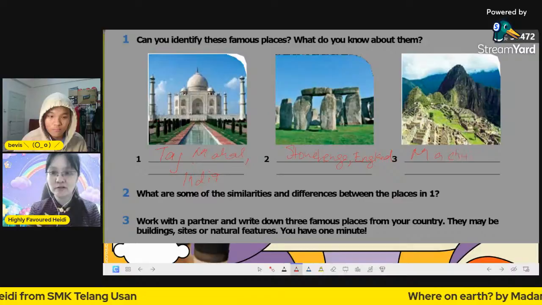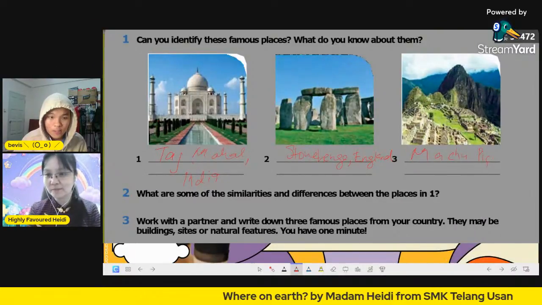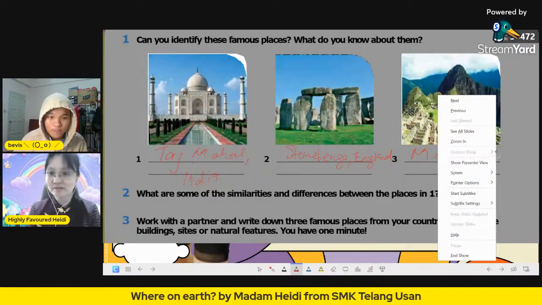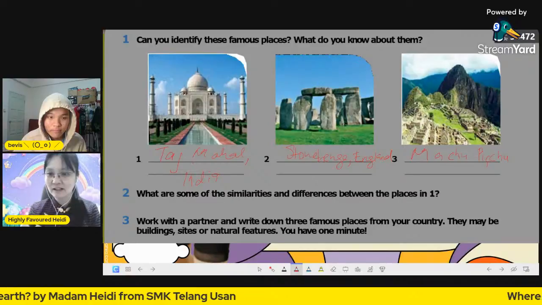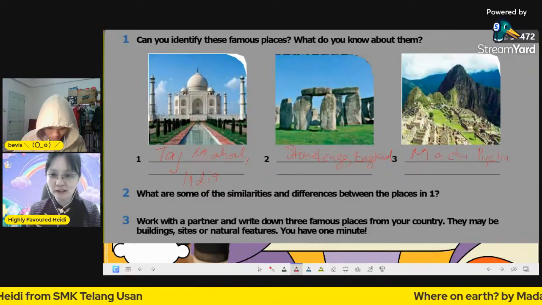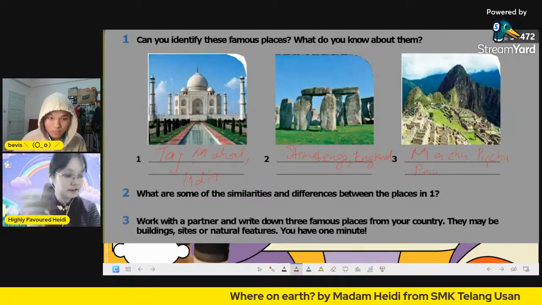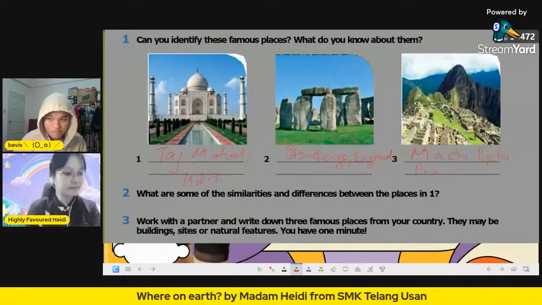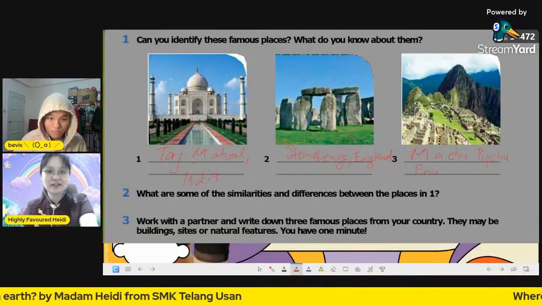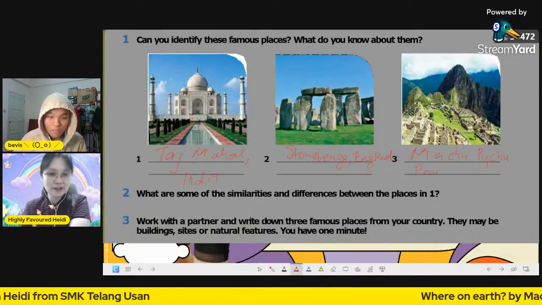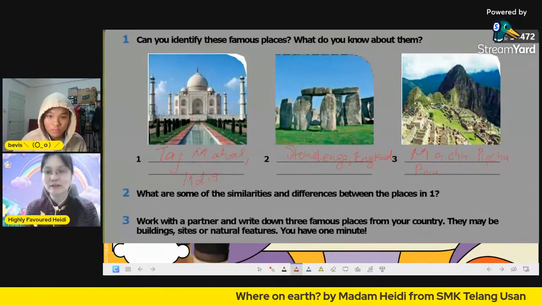Machu Picchu. I think it looked like Pikachu to me. Machu Picchu, Peru. Okay, it's in Peru. This one, Machu Picchu, is the city created by the Incas over 500 years ago. I know about Taj Mahal, but Stonehenge and Machu Picchu are also very new to teacher.